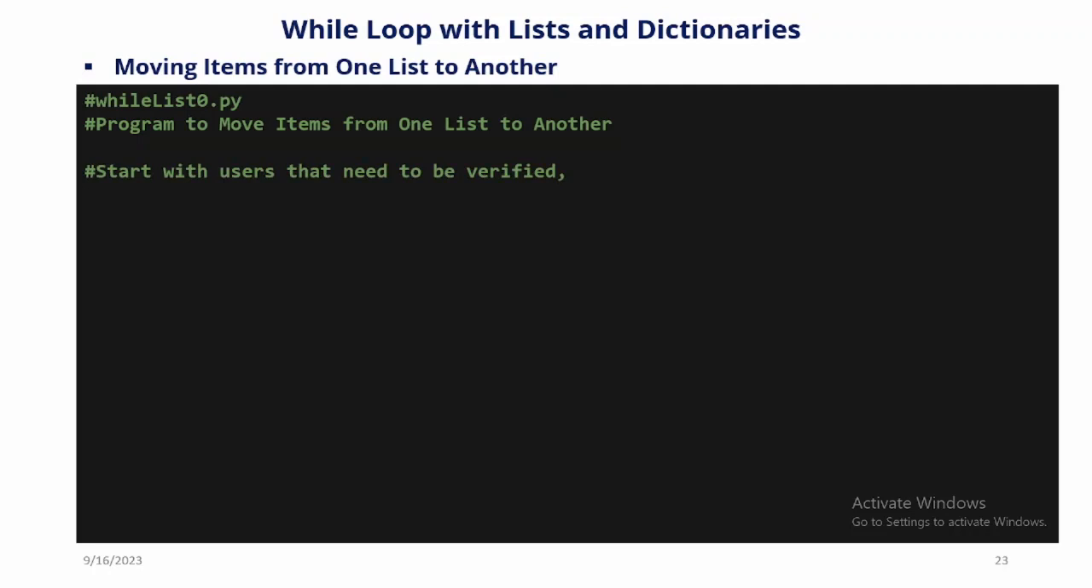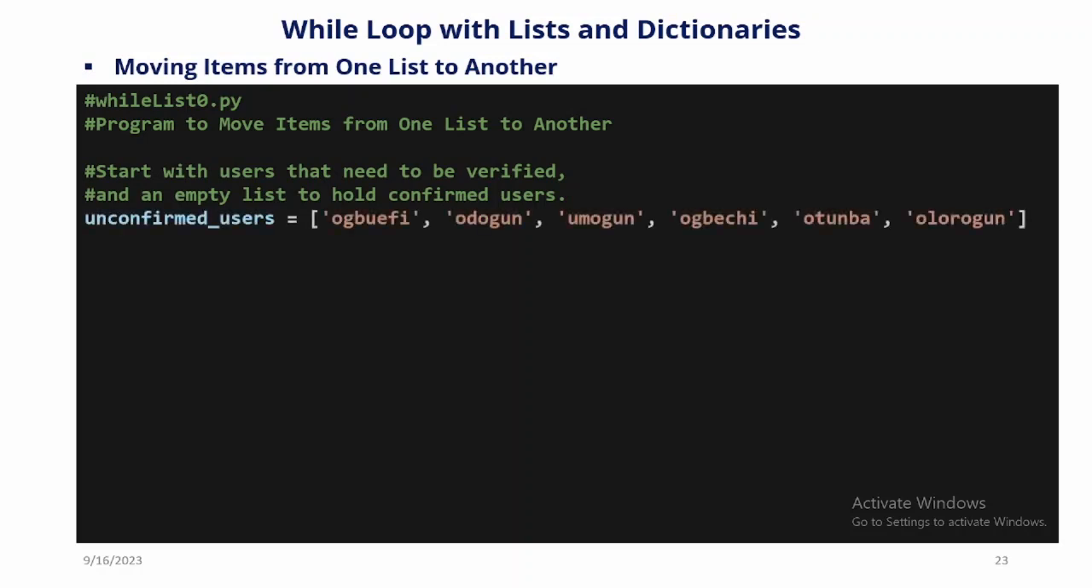Let's begin with an example. We have a list of users that needs to be verified, and we also have an empty list to hold the confirmed users. So suppose we create a list and call it unconfirmed users, and we have all these items in the list, 1, 2, 3, 4, 5, 6, and we have another list of confirmed users which is empty.